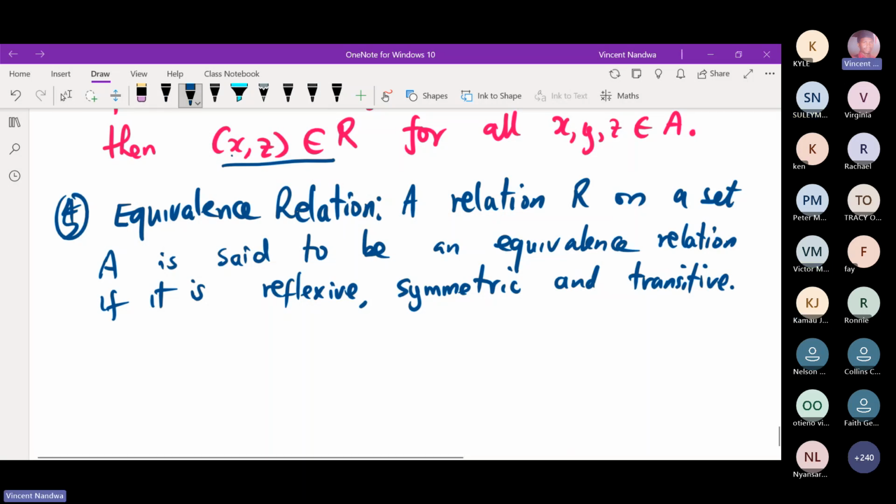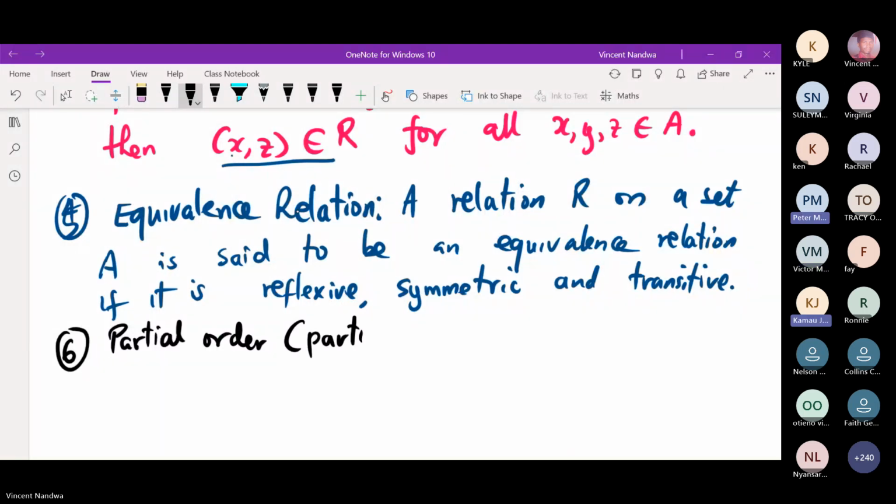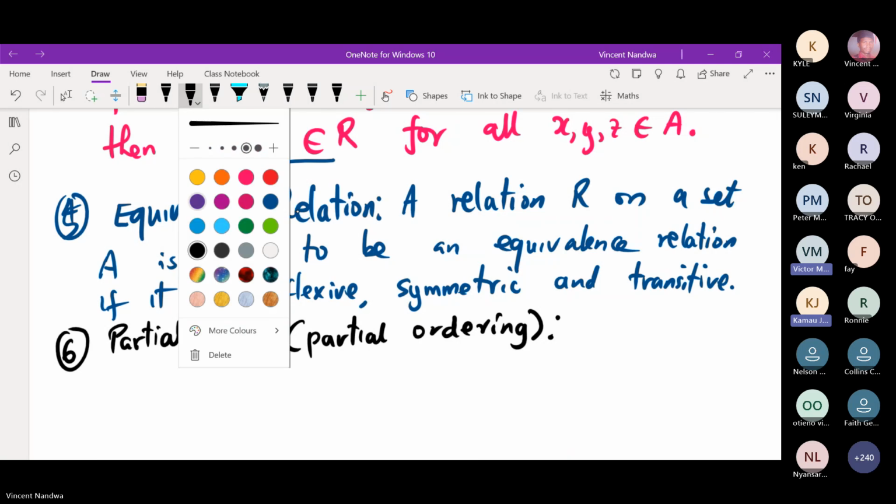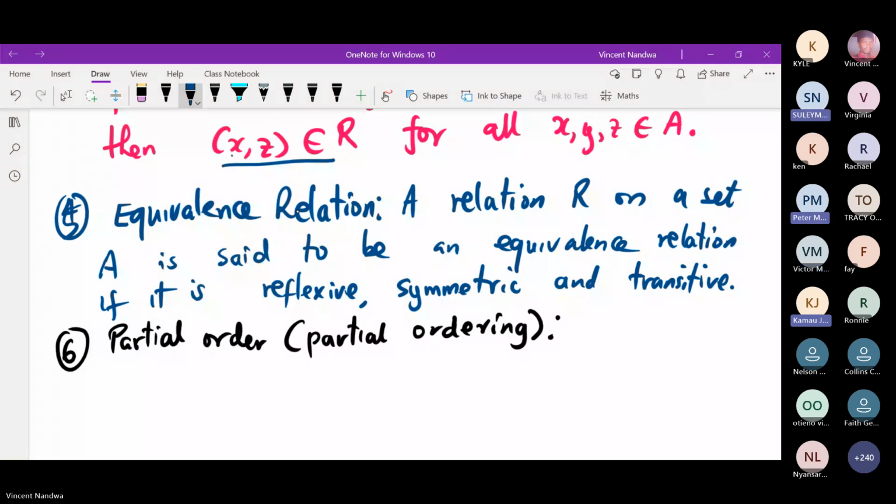And then lastly, partial order. This is the last one. Once we explain the transitive, then you should be able now to do the rest of the thing.